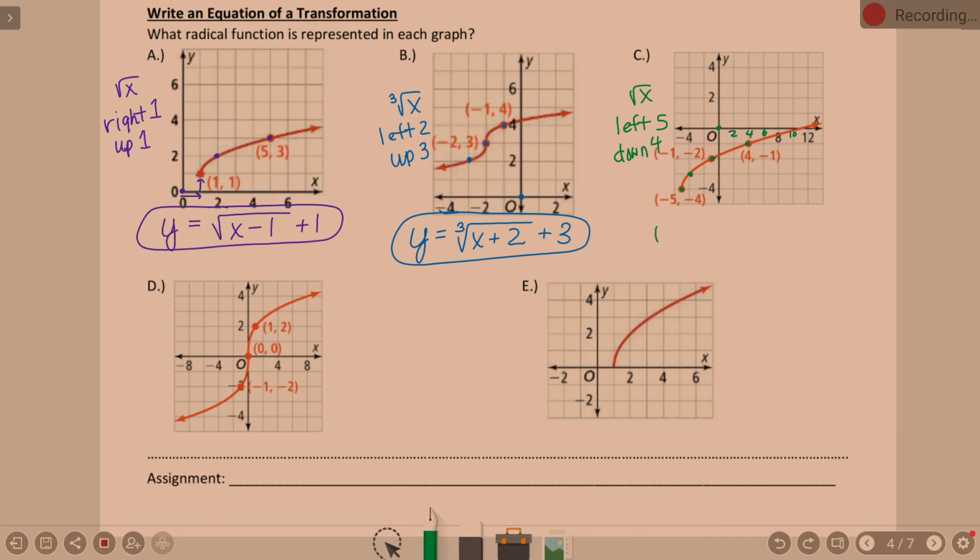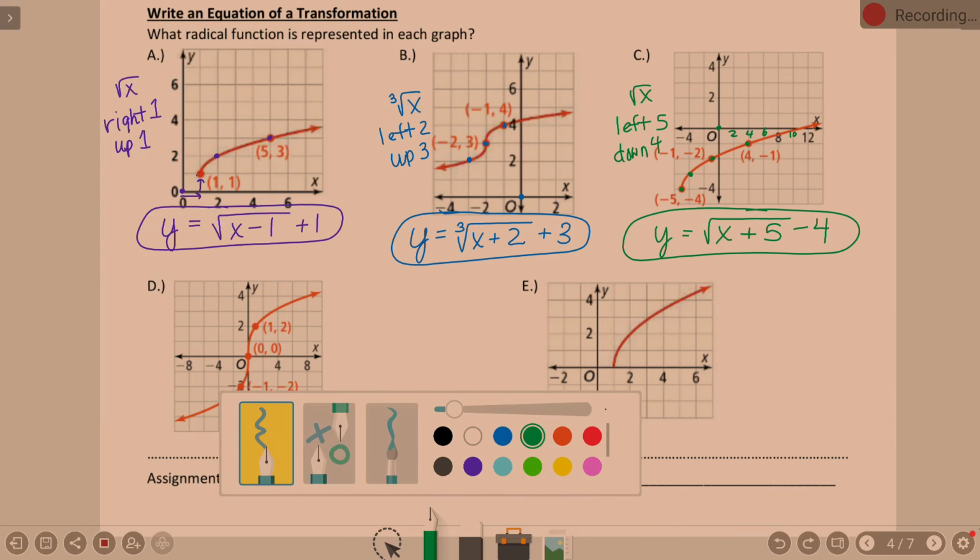Okay, did you write it? Y equals the square root of, to do left 5, we say plus 5, but to do down 4, we say minus 4. I see some of you flipping back. You've got that chart on the front page again, don't you? Okay, two more. I can be as quick or as slow as you want to take these.